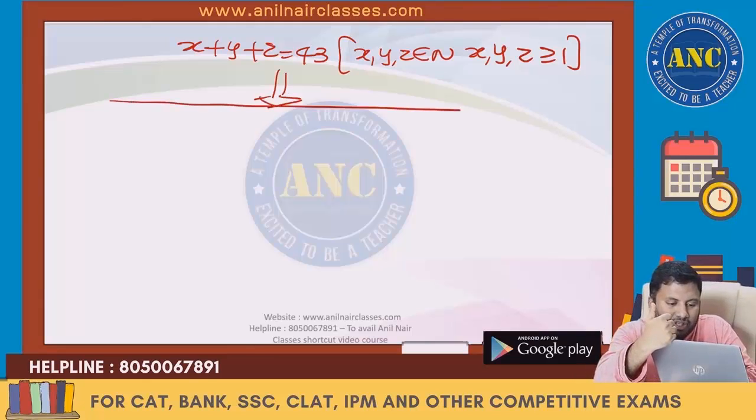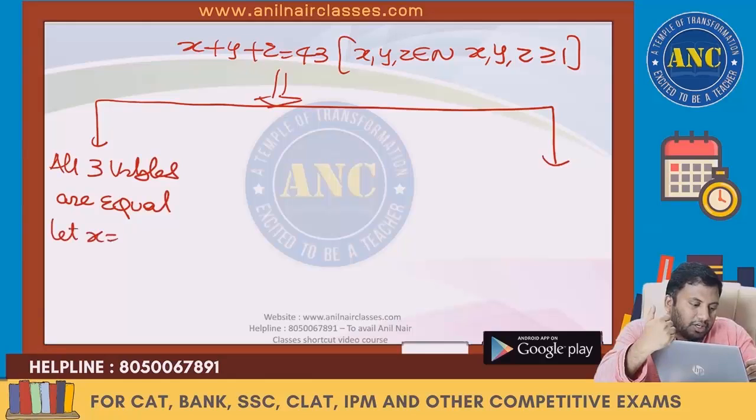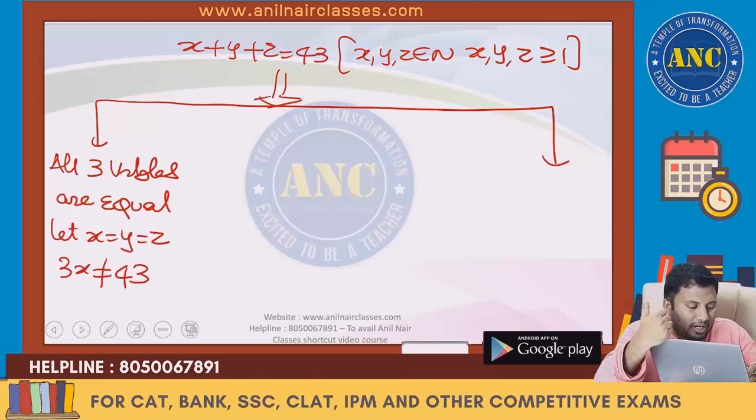Now, again 3 cases. The first case: all 3 variables are equal. If I say let x equal y equal z, then 3x equals 43, but 3x is not equal to 43. So, no solution.